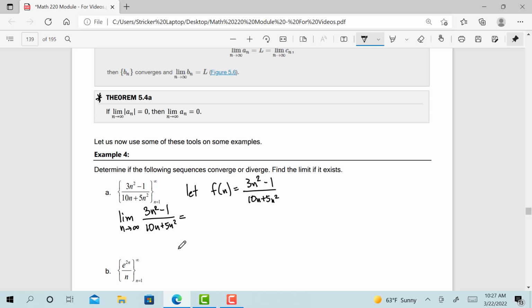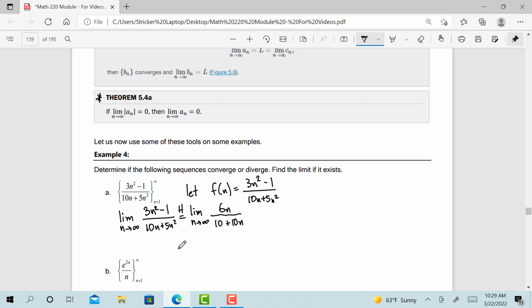And hopefully you said L'Hopital's rule. Yes, anytime the limit of a rational expression gives you infinity over infinity, or 0 over 0 for that matter, we can use L'Hopital's rule. If you'll recall, L'Hopital's rule says that you just take the derivative of the numerator and denominator separately and apply the limit again. So the derivative of the numerator is 6n, and on the bottom we have 10 plus 10n.